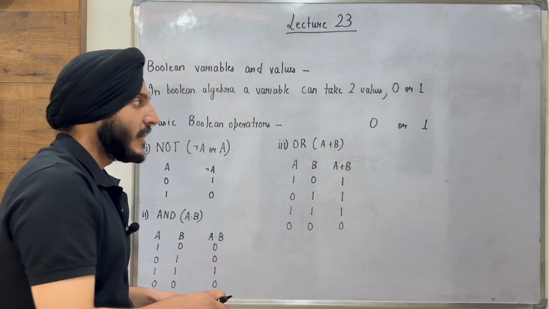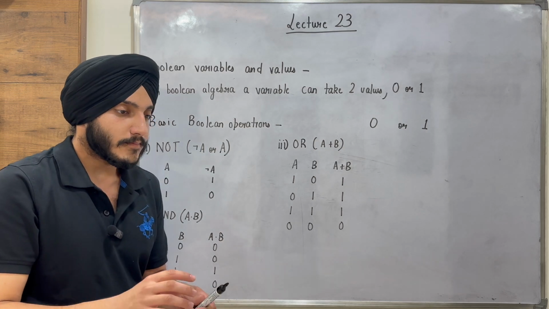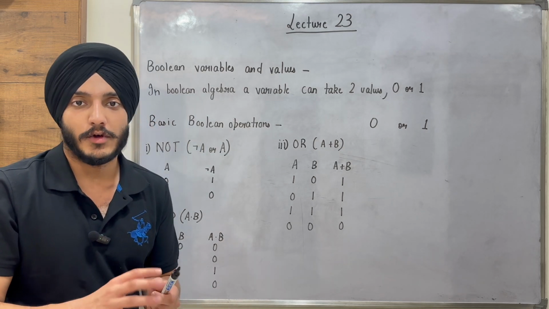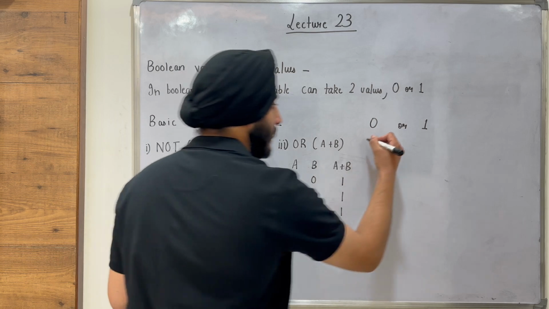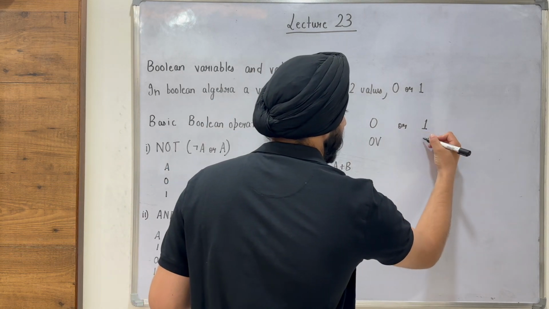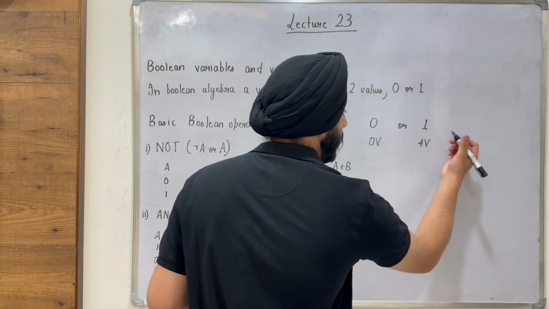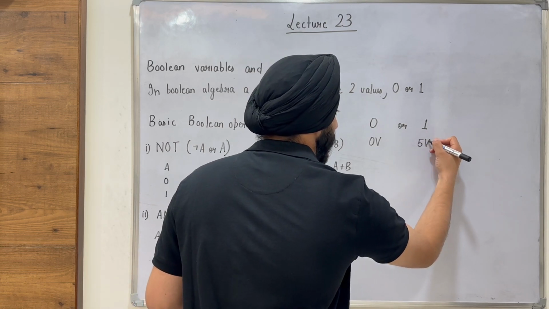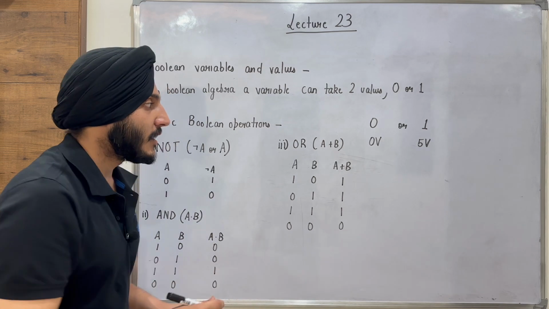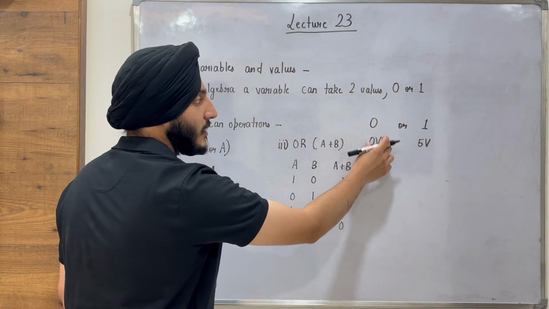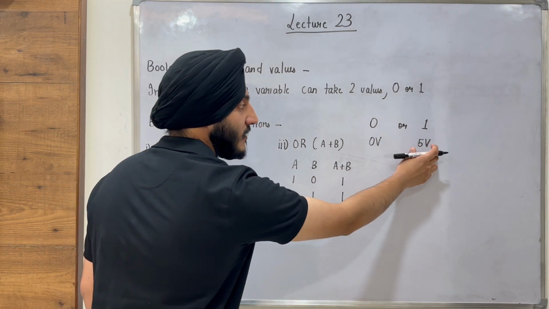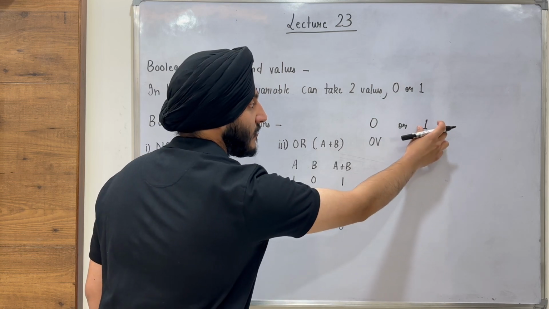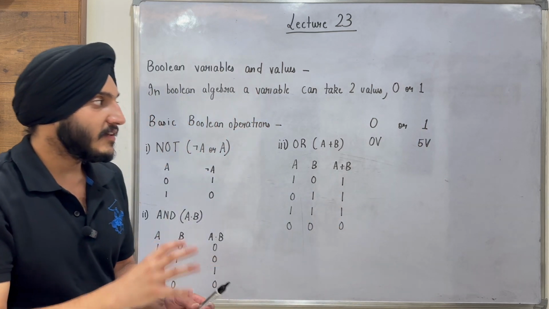So the basic idea is, right, that any wire has some voltage flowing through it, right? It can either be 0 volts or it can be some value more than that, right? Let's say 4 volts or maybe 5 volts. So what we assume is that when there's no voltage, it's a zero value. And if there's some voltage flowing through it, we assume it as one, right? So this is the basic idea.